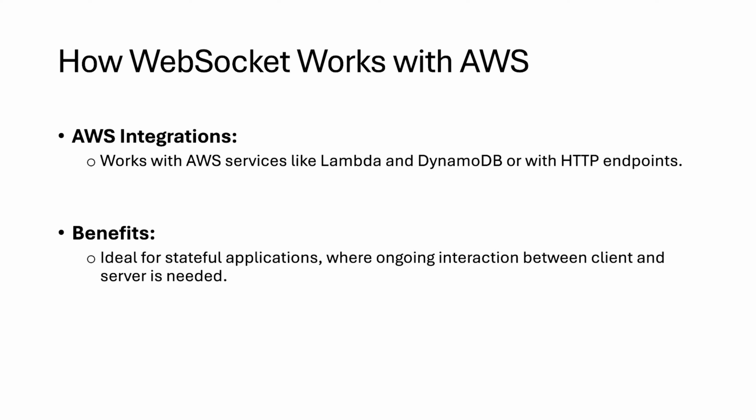Usually these WebSocket APIs are ideal for stateful applications, because HTTPS is stateless, where you are not going to store anything. But here you are persisting the connection, and you use that connection to get messages from the client and push messages back, because there is an ongoing interaction between the client and the server. So that's how WebSocket will work. And in AWS, it uses other services like Lambda and DynamoDB. Maybe you can use Lambda for processing your messages, store them in DynamoDB, and send back a response based on your processing.